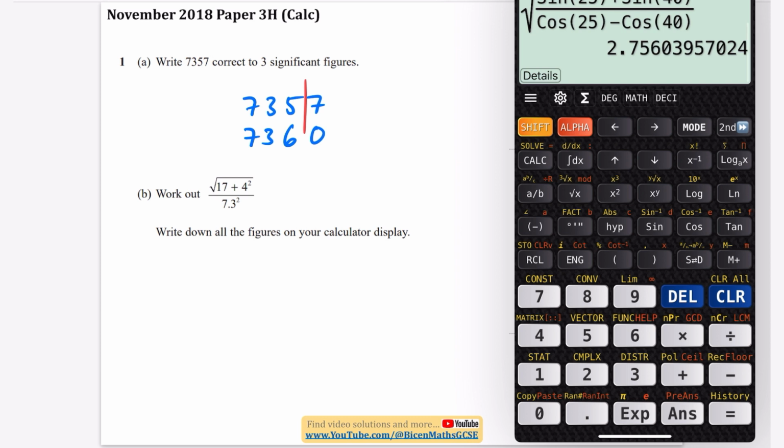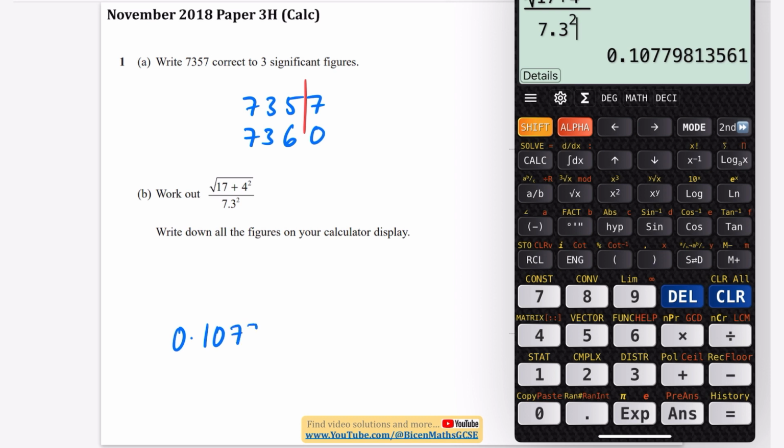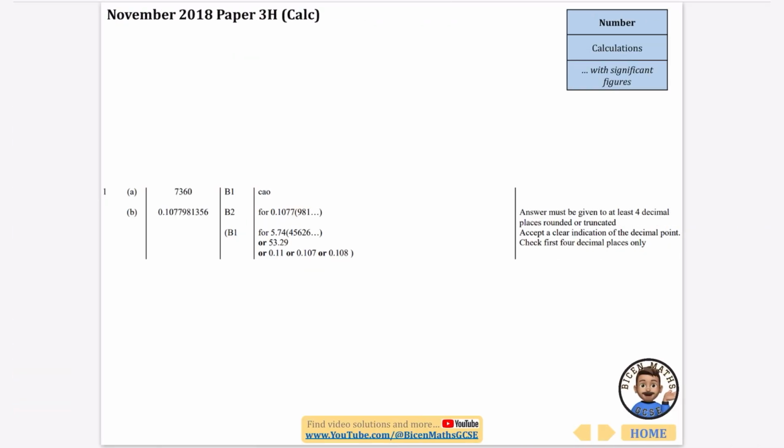This one is now using the calculator again. So I'm going to start off with doing the fraction button and only doing the square root for the top. So that's 17 plus 4 squared. And on the bottom, make sure I get there, is 7.3 squared. It wants us to write down all the figures on the calculator display. So that's 0.107798135661. Your calculator might not do as many digits as mine, but that's what it wants. 7360, and we've got that number that is shown here as well.